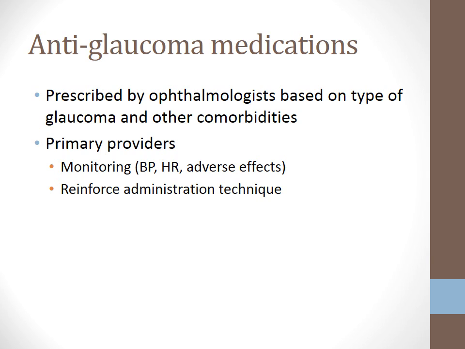There is some systemic absorption that may occur when using the classes such as the beta blockers. So you can monitor blood pressure and heart rate. However, in most patients, the systemic absorption will be so small that they will mostly have non-detectable levels of drugs in their systemic circulation. Another thing that primary care providers can do is reinforce administration technique of their glaucoma medications to make sure that they're getting the full effectiveness of the medication.